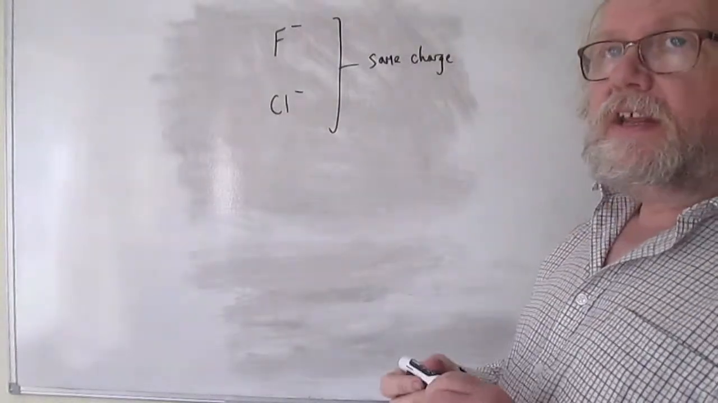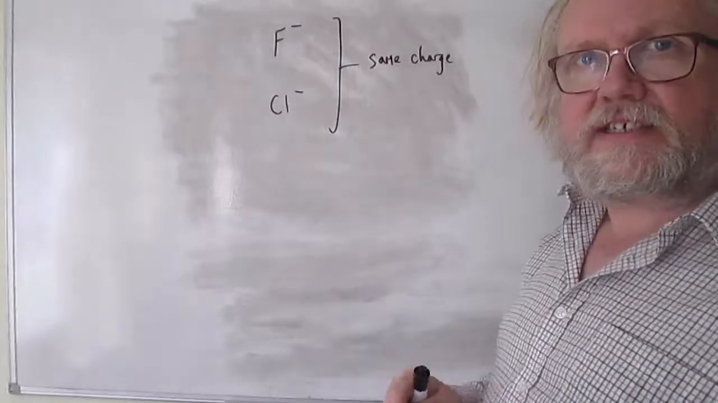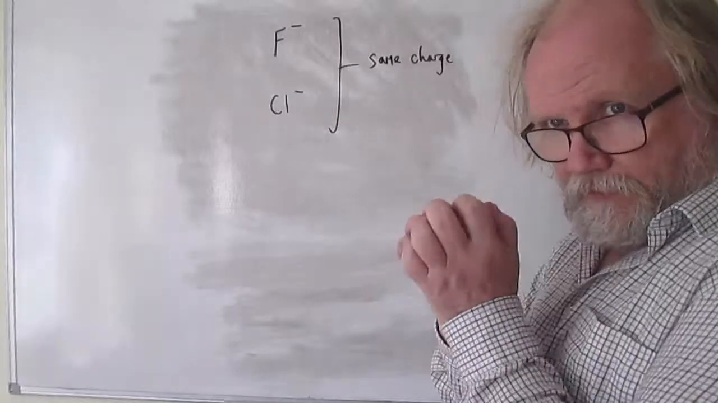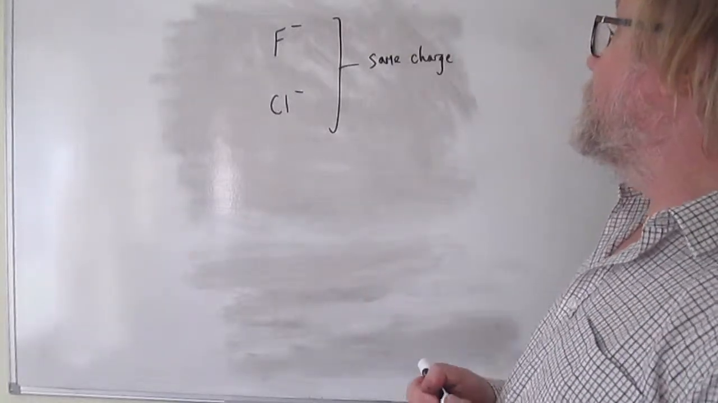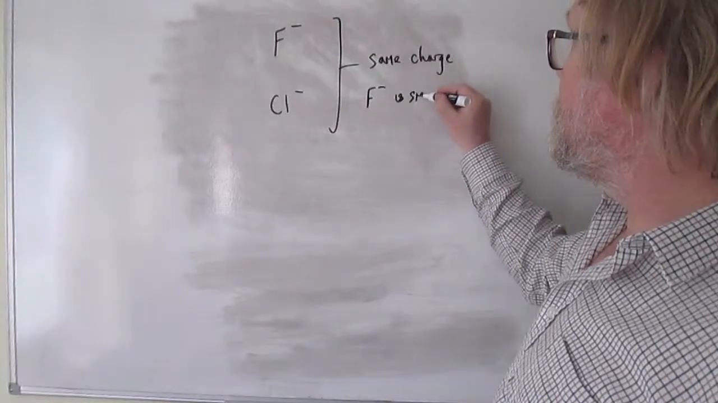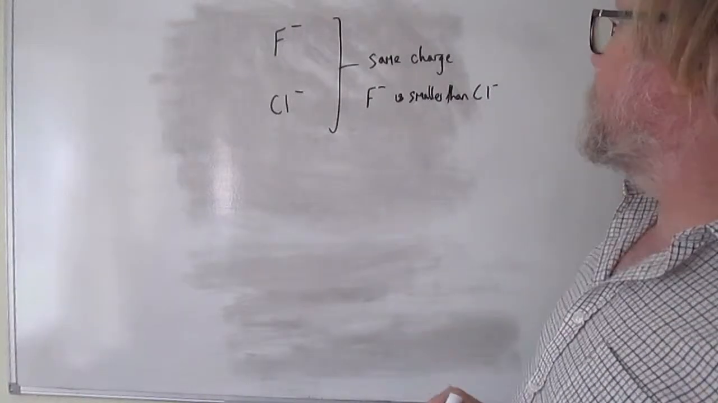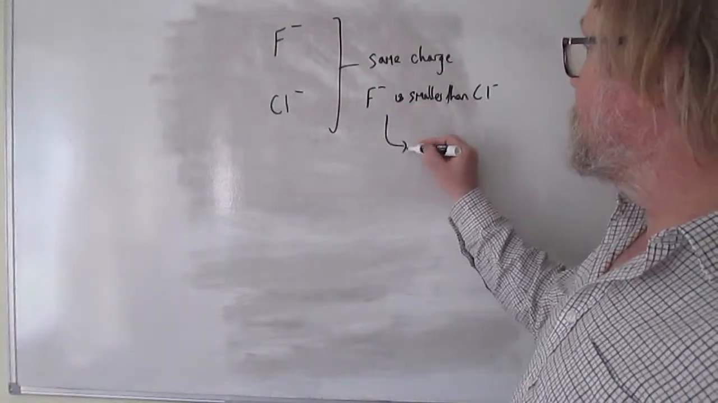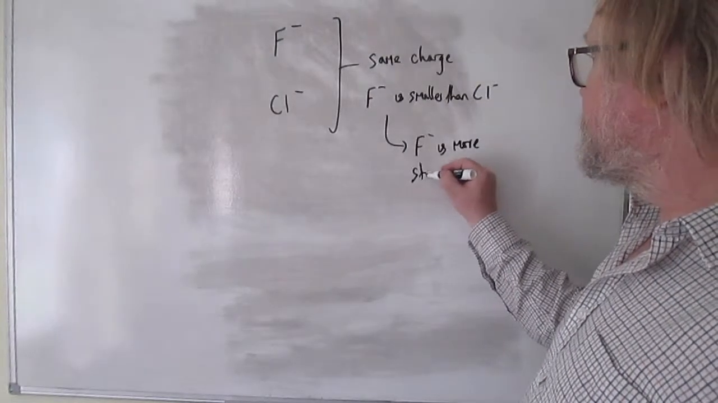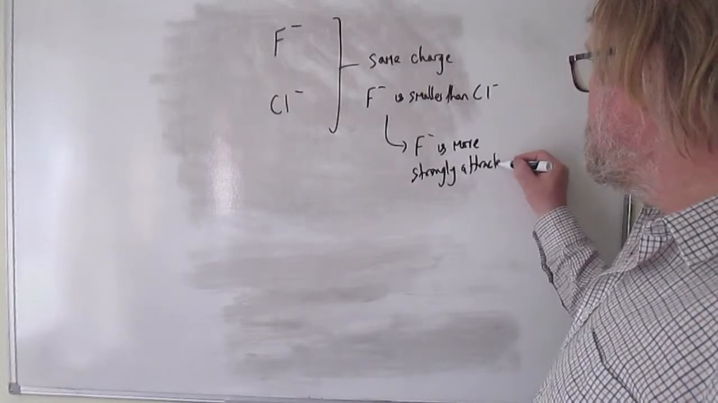And remember that the smaller the size of the ion, the higher the charge density, if you want to put it that way. In other words, the more attractive it will be because the charge is more focused in a small volume. So they have the same charge, but F minus is smaller than Cl minus. And so the consequence is that F minus is more strongly attracted to the dipole of water.